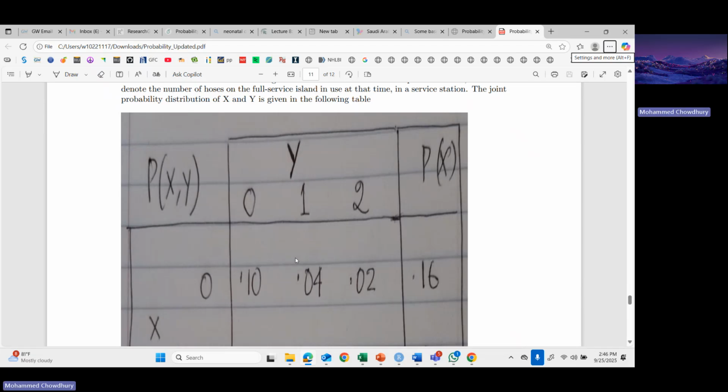Are you seeing the beautiful table? X is taking 0, 1, 2. Y is taking 0, 1, 2. Instead of giving this very beautiful table or spoon-feeding, I can tell everything verbally. Self-service has no who's active, but full service has two who's active with probability 0.02.